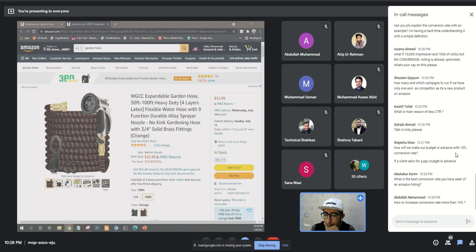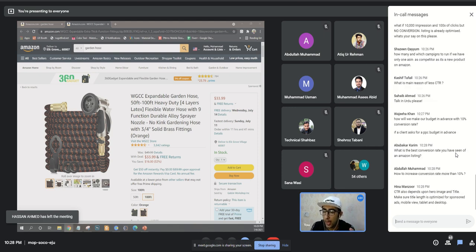Okay, how many and which campaigns to run if we have only one ASIN as competitor and it's a new product on Amazon? You can try to find keywords which describe the solution of your product, and sell your new product to those keywords. I don't recommend ASIN targeting in the start. I only recommend it once you have good relevancy, but this is an advanced topic and I'm not trying to cover that in this lecture.